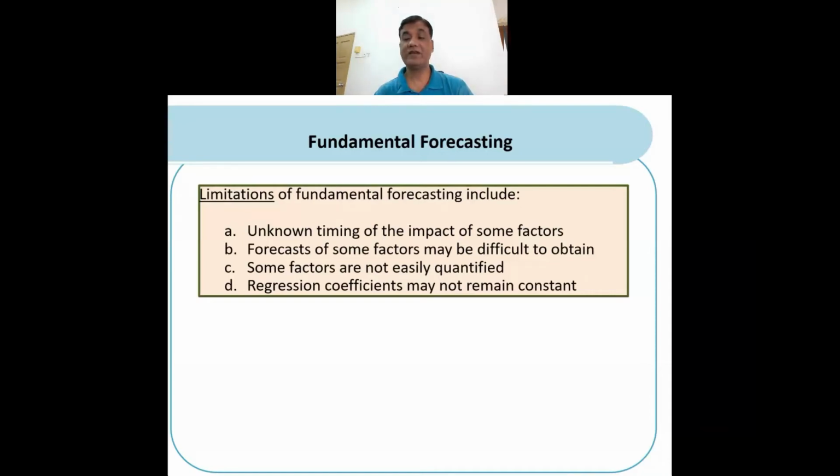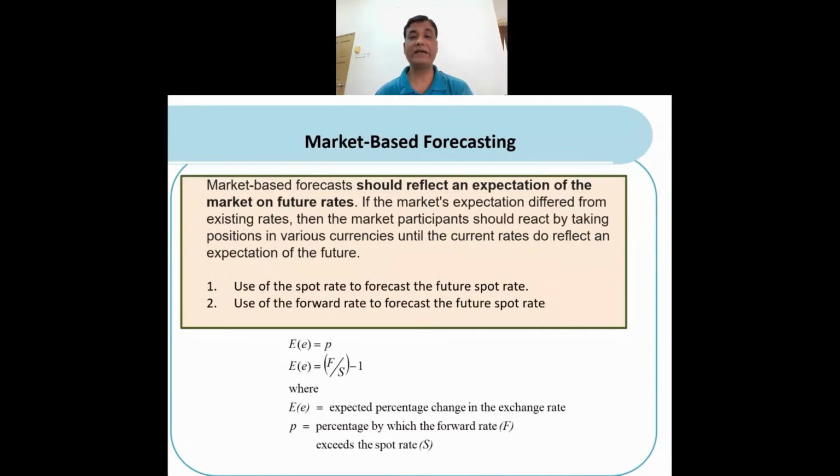Okay. So even though it is arguable that this is one of the better forecasting methods that should or can be used, and it's most popularly used by multinationals, it still does have limitations, because of so many factors we take in, and many factors are difficult to quantify. The third method is known as market-based forecasting.